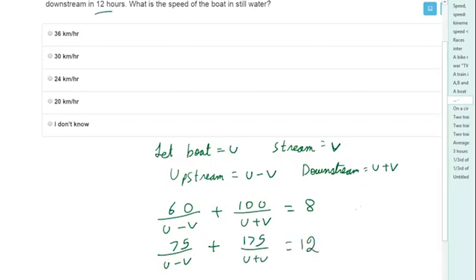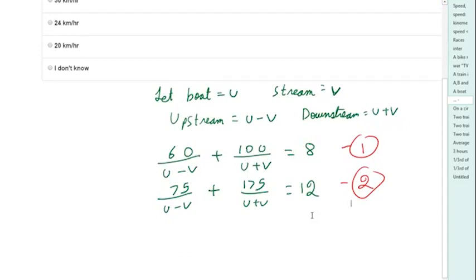Okay. So now you have two equations, two variables. You can solve for them. It won't be very easy solving. It's some sort of a messy equation. You have u minus v, u plus v both in the denominator. So it's not very convenient to solve.